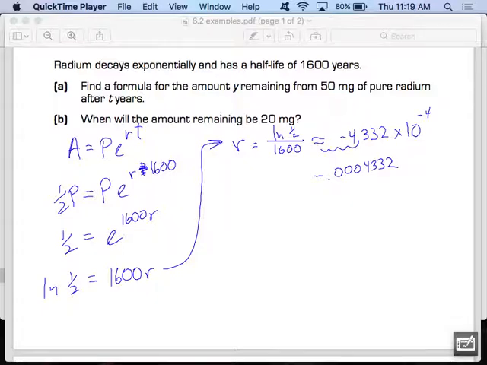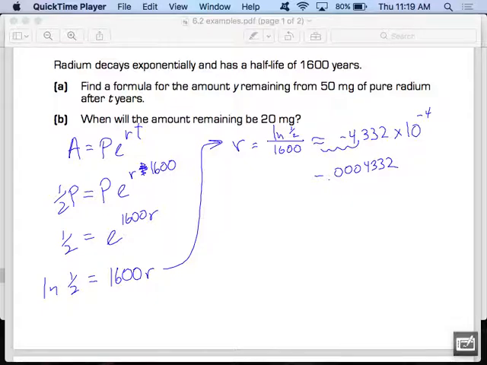Sam, can you talk about that negative sign there? Why is there a negative sign there? Because it's decreasing. Good. Negative sign there because our rate is decreasing. In the previous problem, we're getting more bacteria as time goes on. In this case, we're getting less radium as time goes on, so the number should be negative.